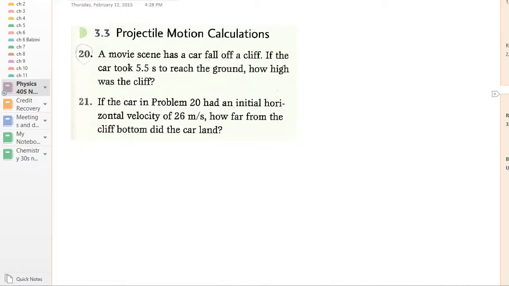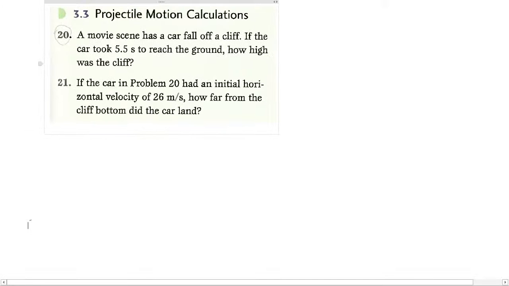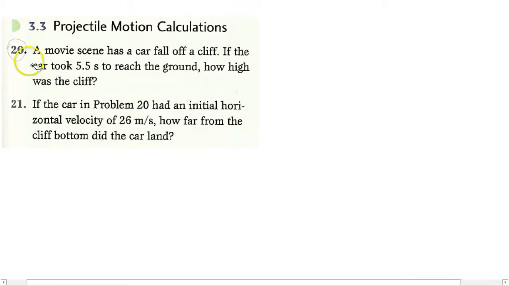and question 21. So if I just take a look at that right here, we've got these two questions, 20 and 21. They're quite related. If you'll notice, in 21 it says "if the car in problem 20 had," so they go together. Reading the first question, 20, it says a movie scene has a car fall off a cliff. If the car took 5.5 seconds to reach the ground, how high was the cliff?